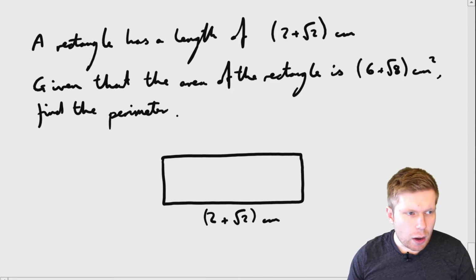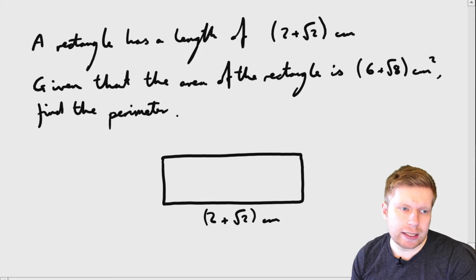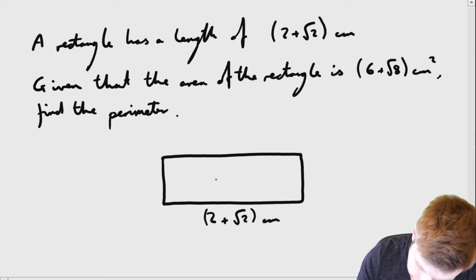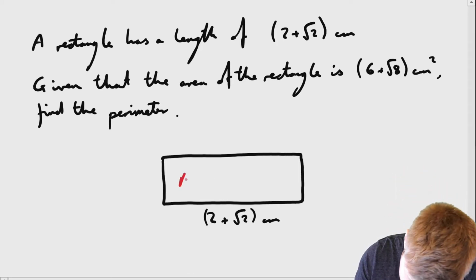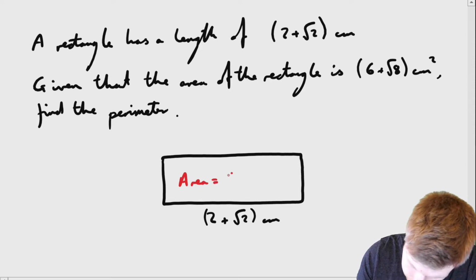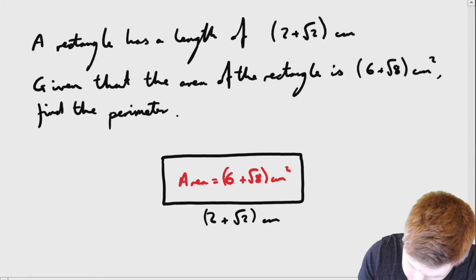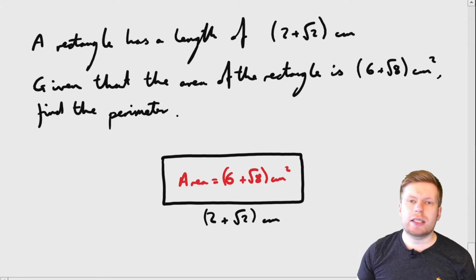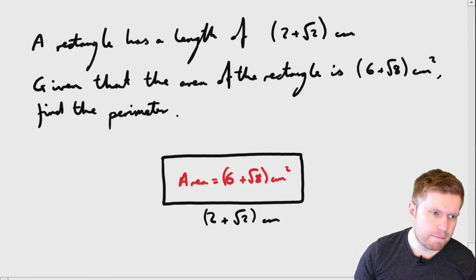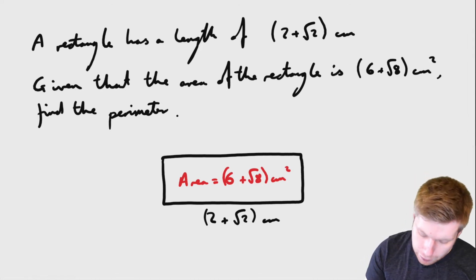All right. Now we're told that the area of this rectangle is 6 plus root 8 centimetres squared. So the area is 6 plus root 8 centimetres squared. And again, don't be confused by the brackets, they're just to separate it from the units there. Okay. So we need to find the perimeter.